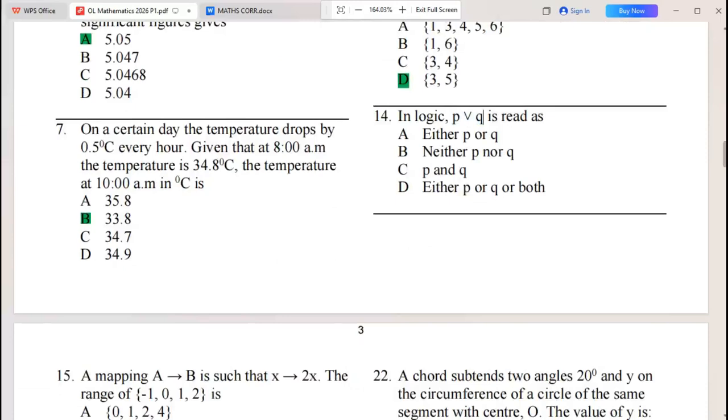Question 14. In logic, P or Q is read as. When you say P or Q in logic, we are simply saying that if P is true, then the expression is true. If Q is true, then the expression is true. And if P and Q are both true, then the expression is true. In basic terms, if either P or Q is true, then the expression is true. Now looking at our options, we have either P or Q or both as our right answer for question 14.